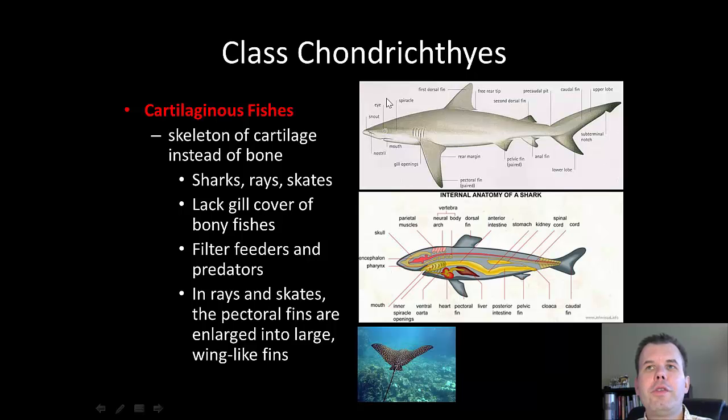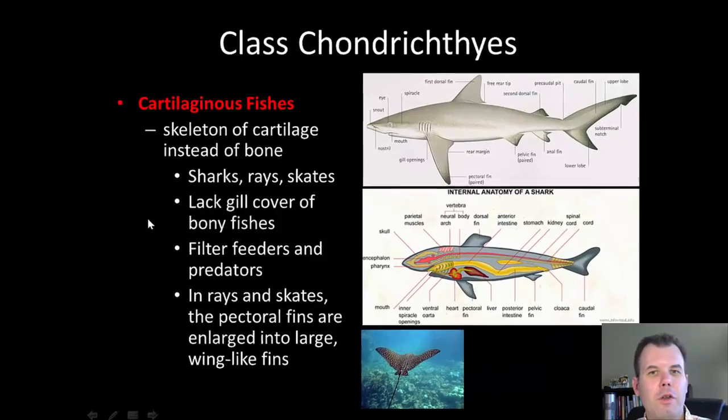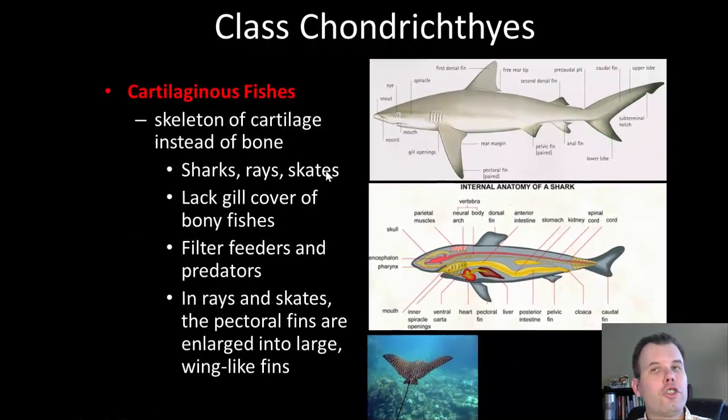So the first group is the Chondrichthyes, okay? So it's a hard name to say, but what it means is cartilage fish. Chondrichthyes is the cartilage, and ichthyes means fish, so cartilage fish. So that's where the name comes from. Hard to say, but easy to remember. Cartilage fish, okay? And these are your sharks and your rays.